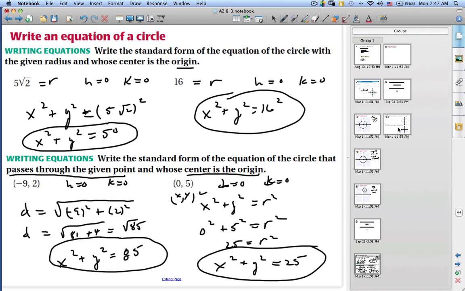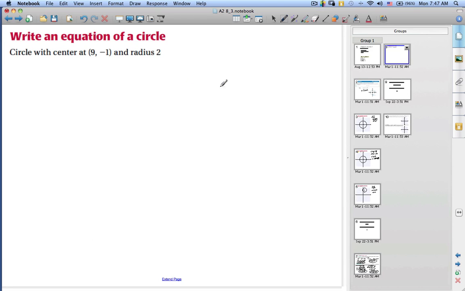Okay, so let's take a look at that when we're not centered at 0, 0. So I have a circle with a center at 9, negative 1, and a radius of 2. Well, that's pretty simple. I know that I'm working with this, x minus h is 9, x minus 9 squared, plus y minus k, y minus negative 1 is y plus 1 squared, equals 2 squared, which would be 4.